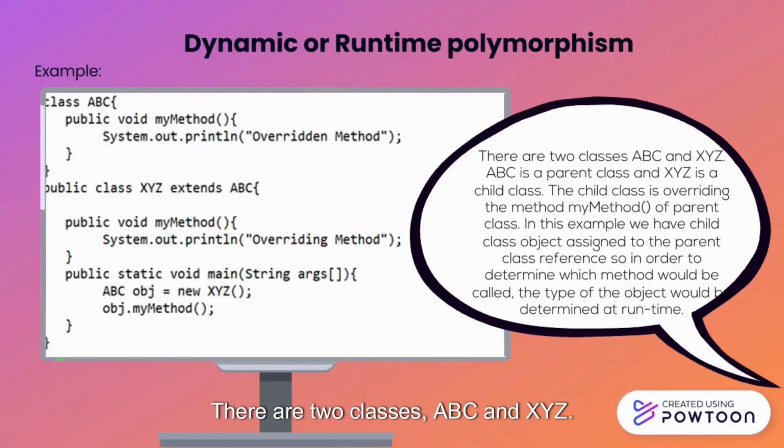There are two classes, ABC and XYZ. ABC is a parent class and XYZ is a child class. The child class is overriding the method myMethod of the parent class. In this example, we have a child class object assigned to the parent class reference. So in order to determine which method would be called, the type of the object will be determined at runtime.